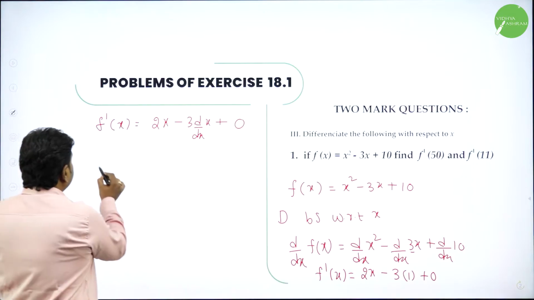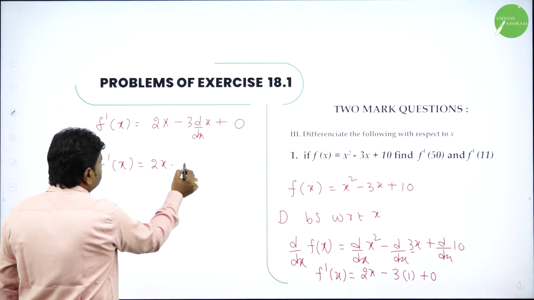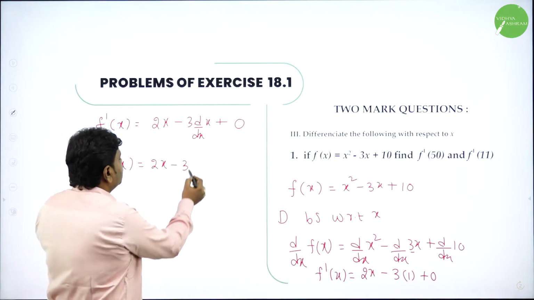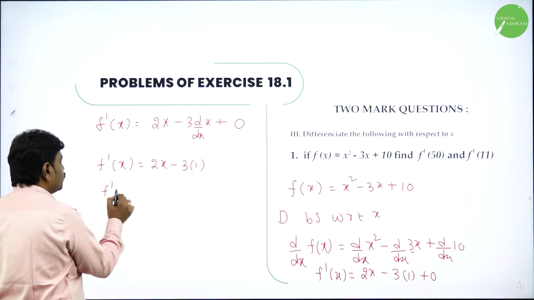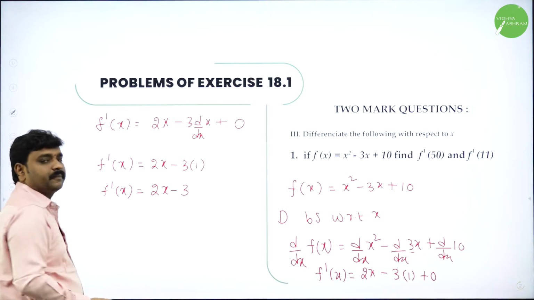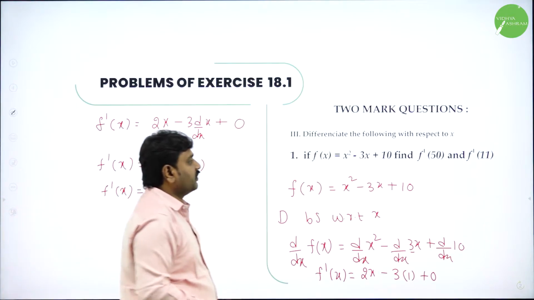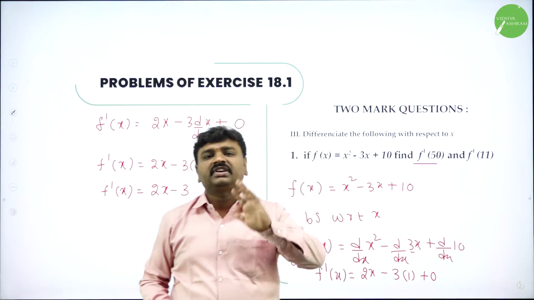So now f dash x value: f dash x is 2x minus 3 into d by dx of x. Derivative of x is 1, plus 0, leave it. So you got f dash x. What is f dash x, my dear students? F dash x is exactly 2x minus 3. Now they want you to find f dash 50. If you can find f dash x, you can find f dash any number.